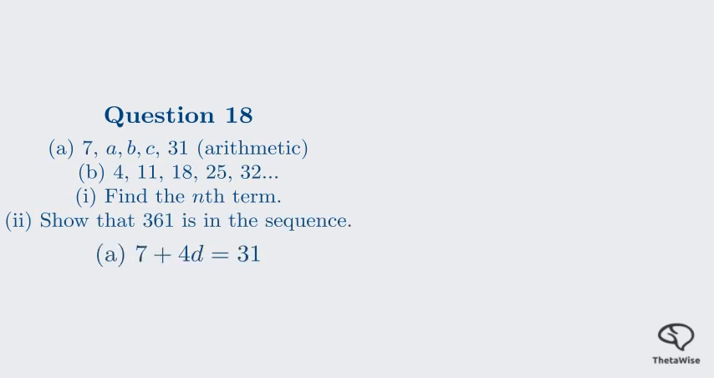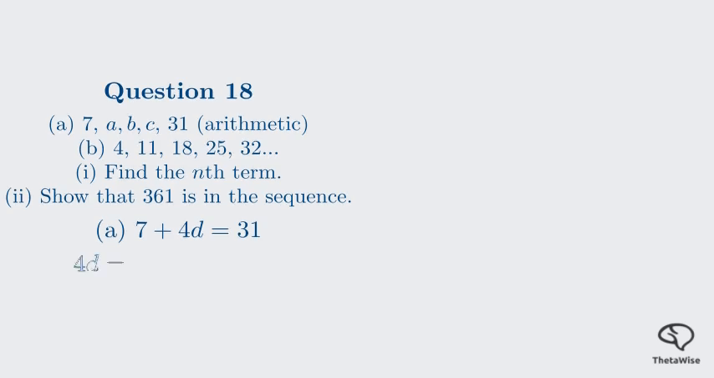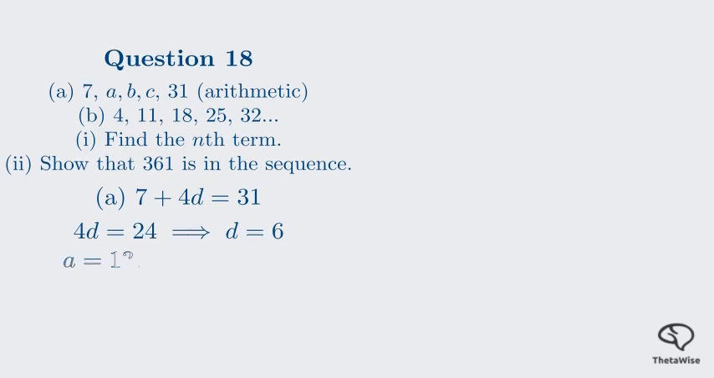In Part A, to go from 7 to 31, we add the common difference 4 times. 4d equals 24, so the difference d is 6. Now add 6 repeatedly. A is 7 plus 6, which is 13, B is 13 plus 6, which is 19, and C is 19 plus 6, which is 25.